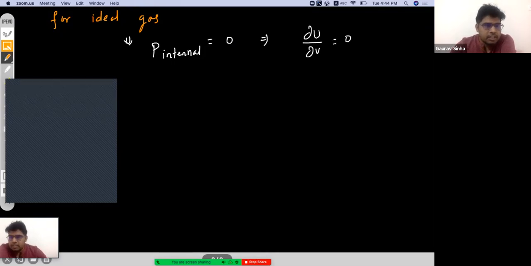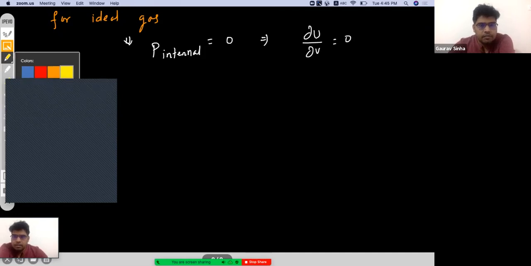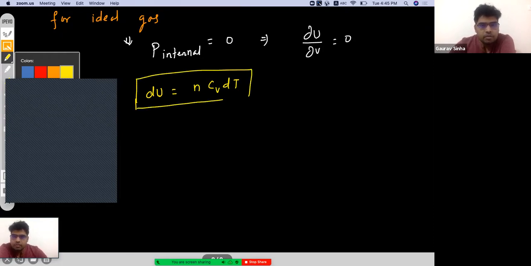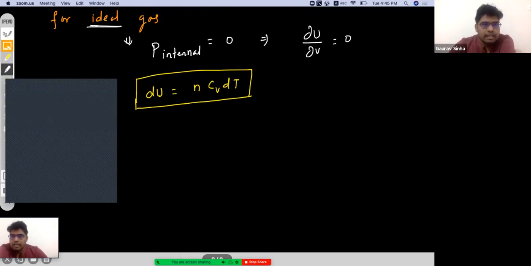This means the change in internal energy here, if you find out, dU is equal to N CV dT. This is the formula we have, right? So if you memorize this formula simply, dU is equal to N CV dT, you must take care that this is applicable only for ideal gas. And mostly we'll be dealing with ideal gas only. Hence, this formula is given in the book. dU is equal to N CV dT. Correct? This is one case.